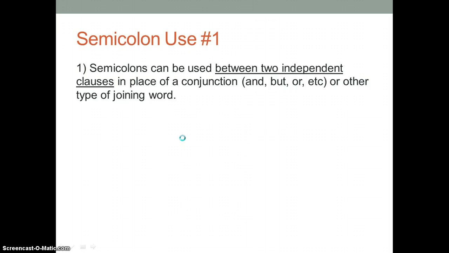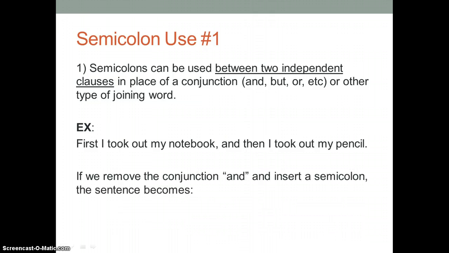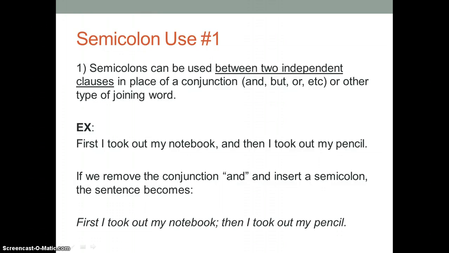So for example, "First I took out my notebook, comma, and then I took out my pencil." The sentence is perfectly appropriate, but we could replace the comma and simply write, "First I took out my notebook; then I took out my pencil." By using a semicolon in place of the comma and "and," we've brought these two independent clauses a bit closer, showing that they're closer in meaning than the original sentence might have shown.